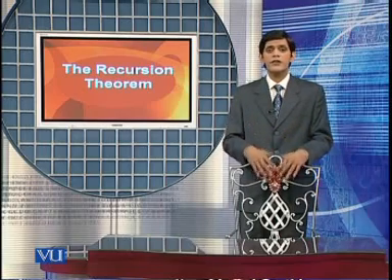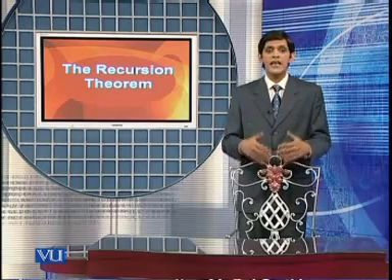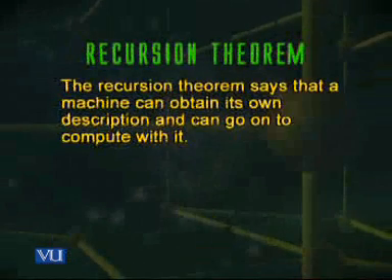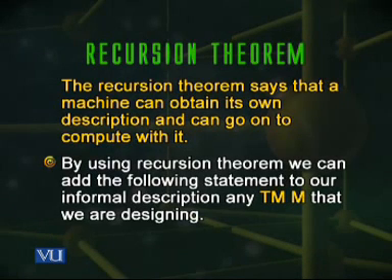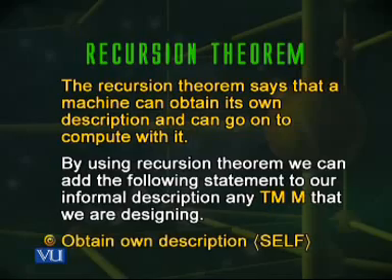What does the recursion theorem say intuitively? It says that a Turing machine can get its own description and compute with it. The recursion theorem says that a machine can obtain its own description and can go on to compute with it. By using the recursion theorem, we can add the following statement to our informal description of any TM that we are designing: obtain own description self.